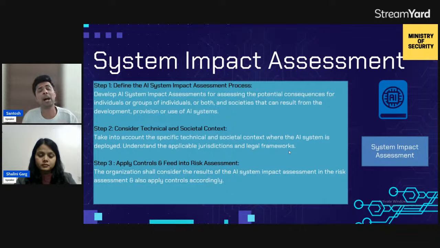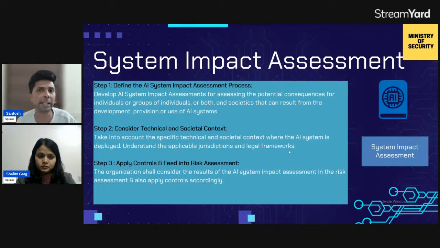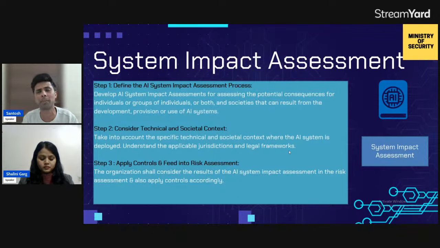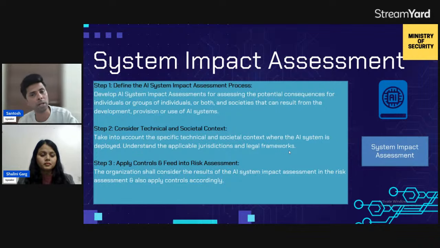By adopting artificial intelligence, there might be certain impact to your organization. It can impact your people, your process, and your technology. So you need to understand these impacts. This is pretty much similar to risk assessment, but they have called it out as a separate assessment, which can be an input to your risk assessment.